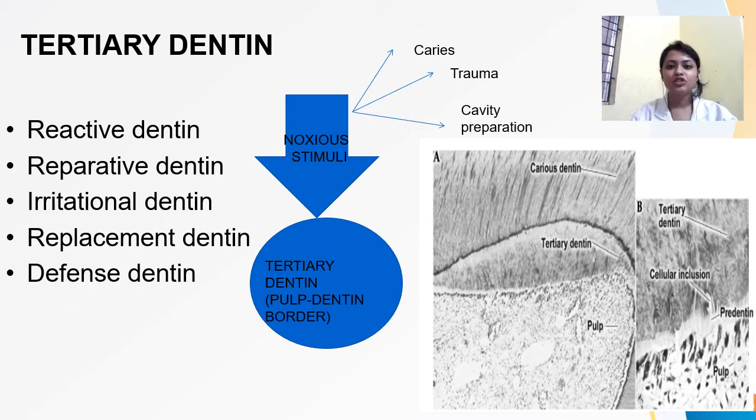It is nothing but a response to various noxious stimuli, as we call them. How many types of noxious stimuli? Caries, trauma, cavity preparation, all will give rise to a tertiary dentin at the pulp-dentin border. Whenever it forms due to any type of noxious stimuli, that is called tertiary dentin. It is just a defense mechanism or a replacement mechanism.